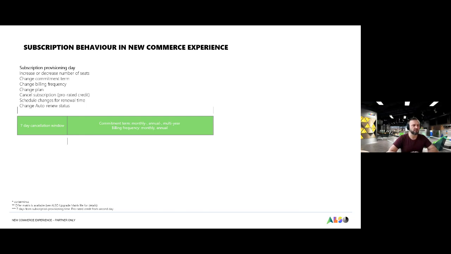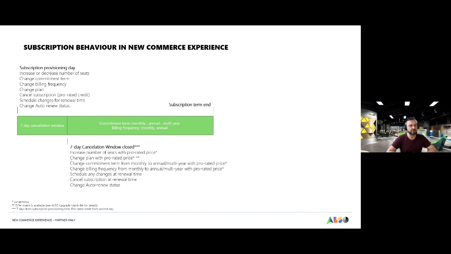And the first 24 hours, as I mentioned, will be free of charge, so you will get 100% of credit. From the 25th hour, you will pay for every day a 1 day fee that will be prorated and calculated. If you pass this 7 days, the subscription will be locked. That means that you still will be able to do a lot of changes, like increasing number of seats with prorated price. We will recalculate the price until the end of the commitment term, and we'll recalculate this price for you, so you will get it on the next invoice.